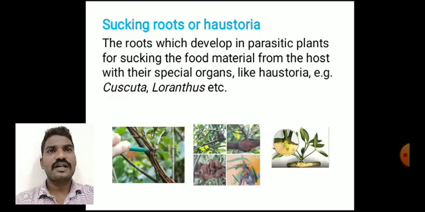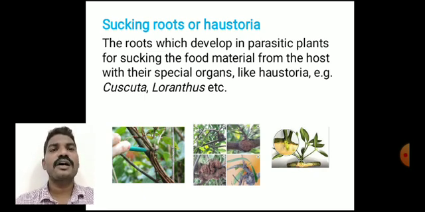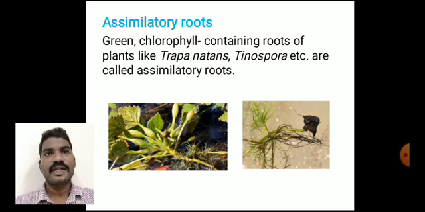Next one is sucking roots or haustoria. These roots develop in parasitic plants, for example Cuscuta and Loranthus. These are common parasitic plants. They develop haustoria, a special organ for sucking food material from the host plant. Next one is assimilatory roots. Generally this type of root is green in color and contains chlorophyll for photosynthetic purpose. Trapa natans, an aquatic plant, and Tinospora cordifolia are plants having assimilatory roots.